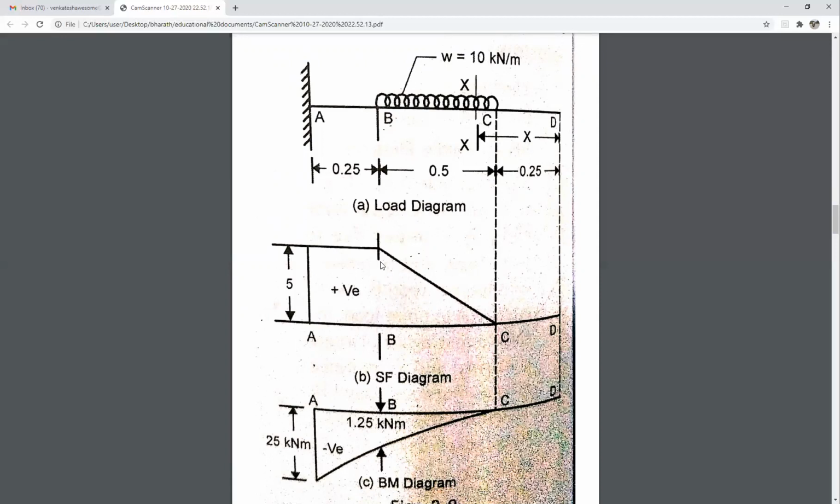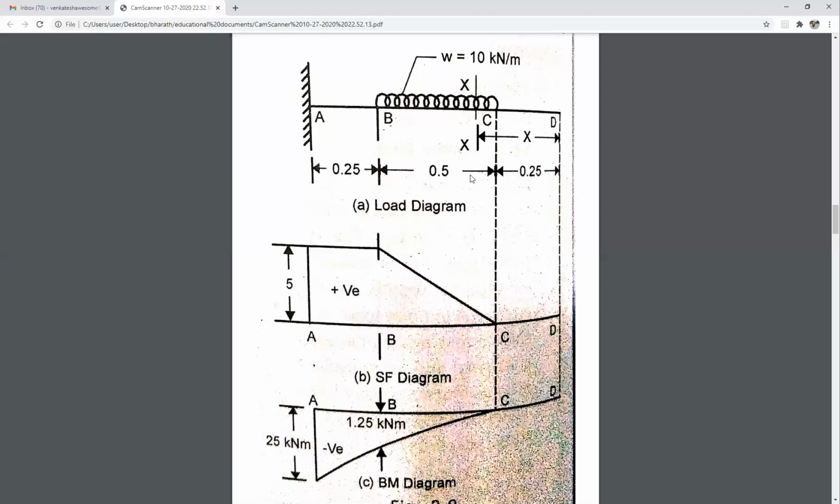Okay, after point B, we don't have any loads, and that amount of shear force will be constant up to the fixed end. This is the 5 kN. Here the 5 kN will come like this. Originally the load is 10 kN per meter, but the length is 0.5 meter, not 1 meter here.